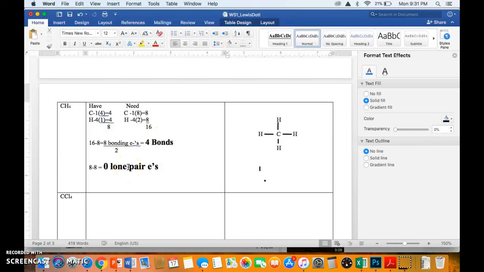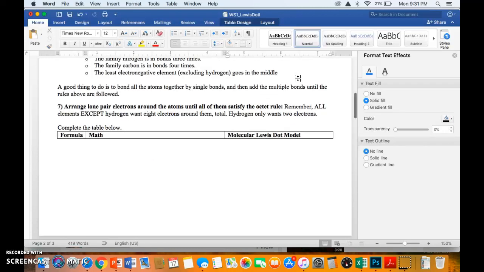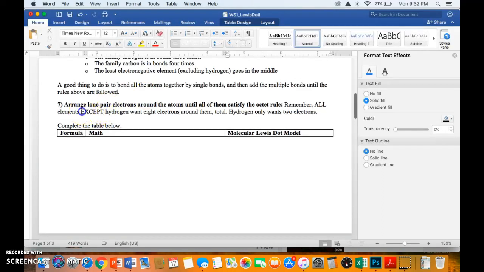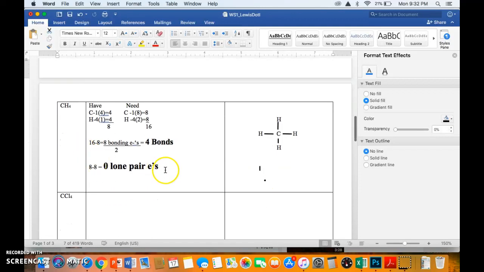The last step would be to add lone pair electrons. If I look up at step 7, it says arrange your lone pair electrons so that everything satisfies the octet rule. Everything wants 8 except hydrogen, which only wants 2. So I'm going to arrange leftover electrons so that everything has 8. But in this case, I have 0 lone pair electrons to add, so I don't need to add any more electrons. I'm just going to make sure everything has 8, except hydrogen, which only has 2.